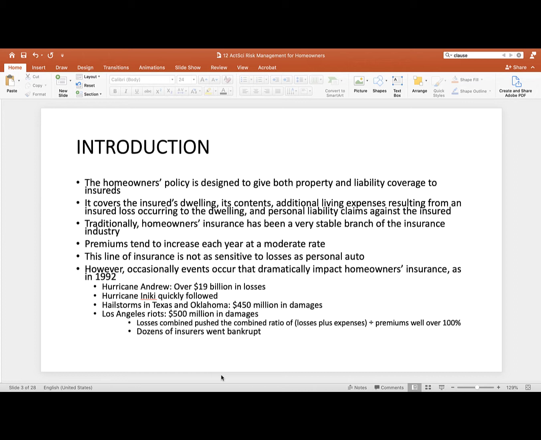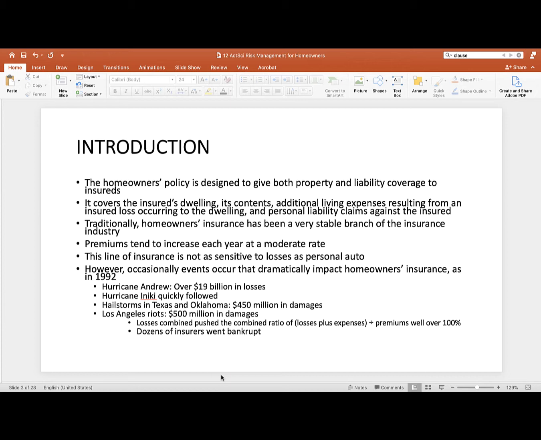So the homeowners policy was basically set up, the present policy at any rate, to give coverage for liability and property. So it's giving you more than one type of coverage. You know, back in the day, it never used to be like that, but we'll talk about that in a moment.